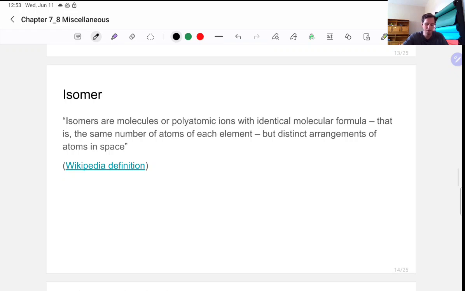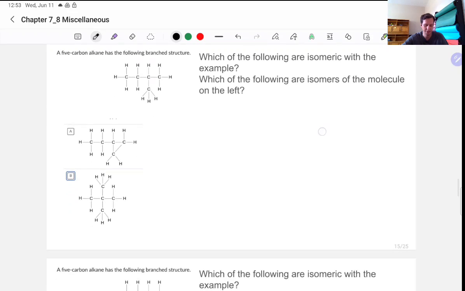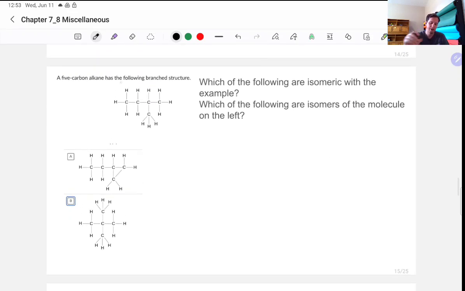So isomers are molecules with identical formulas, the same number of atoms of each element, but distinct arrangements of atoms in space. So they have the same formula, but different arrangements of the atoms in space. So we have the example here, and this question is asking which of the following is an isomer. Okay, so it's the same number of each type of atom or each type of element per molecule, but the way they're connected is different.